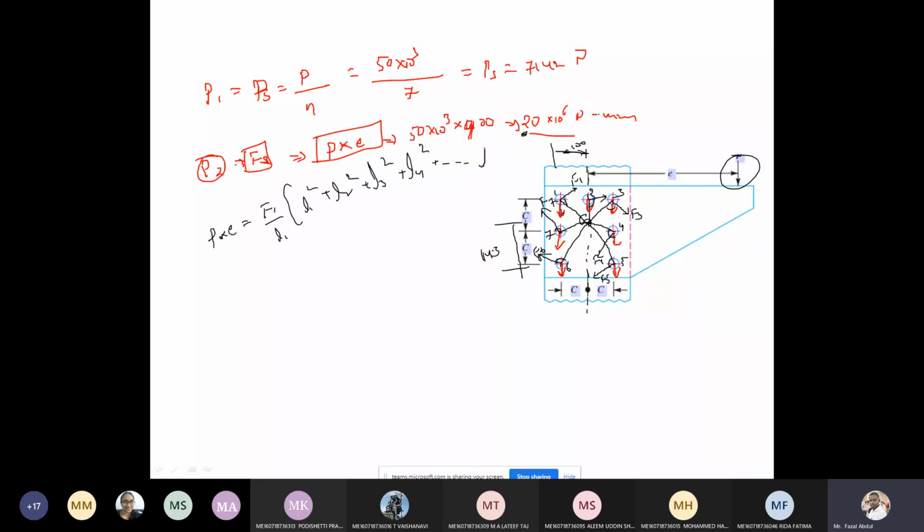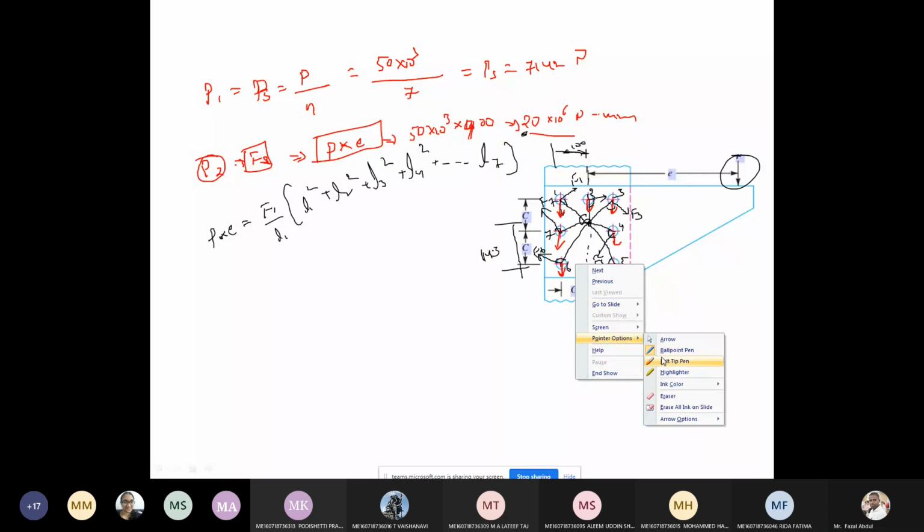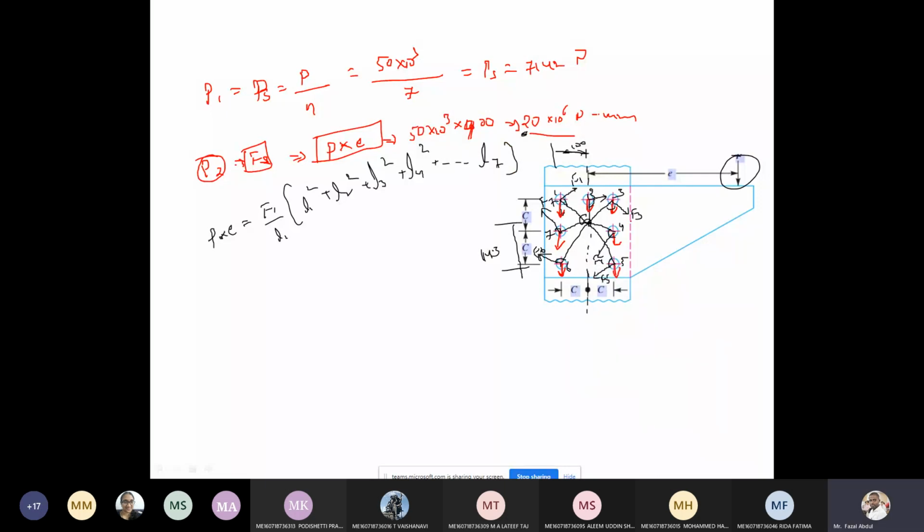How many L's are there? L7. L means this one, Babu, I'm showing with red color. This is L1. This is L2. This line is L3, L4, L5, L6, L7. So this L1, how much? We don't know. L2, how much? We don't know. L3, L4, all L values we have to calculate.